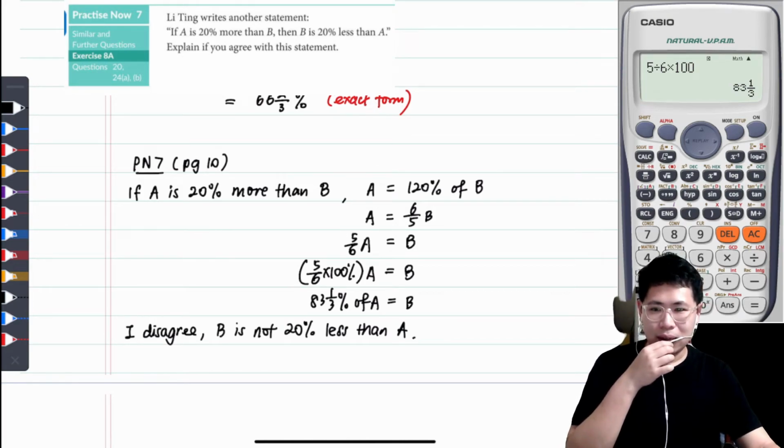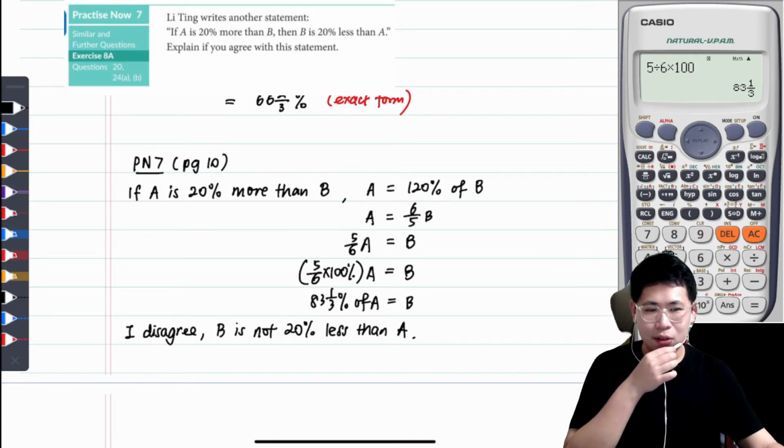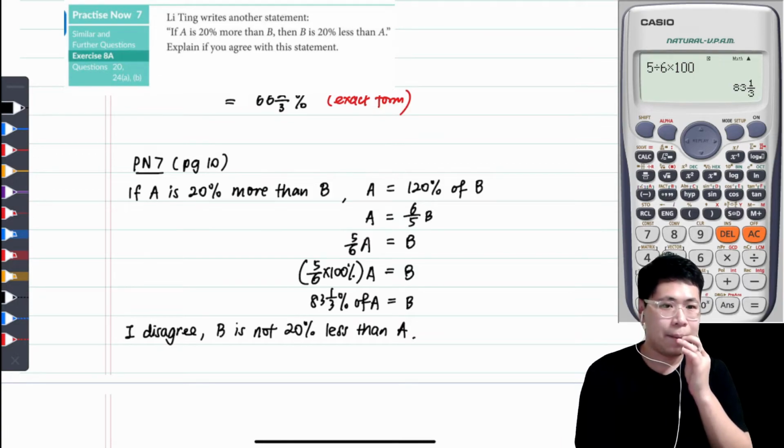Okay, let's look at a bit more. Let's push a bit more. We have practice now 8 and 9, where we compare two different quantities and compare the proportion by calculating their percentages.